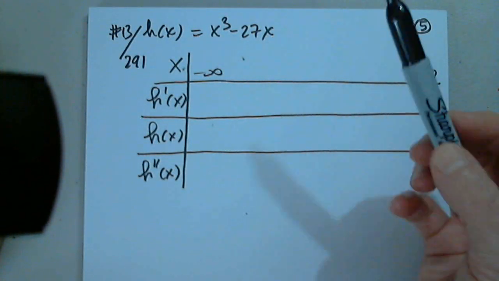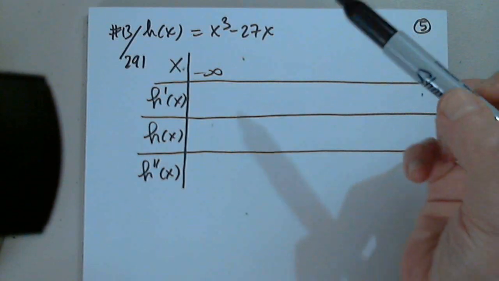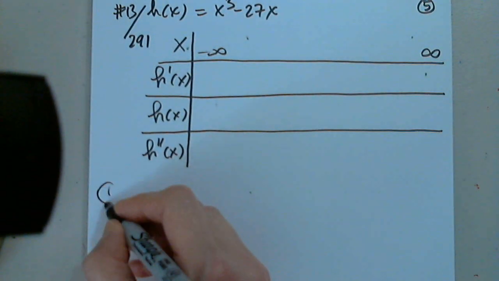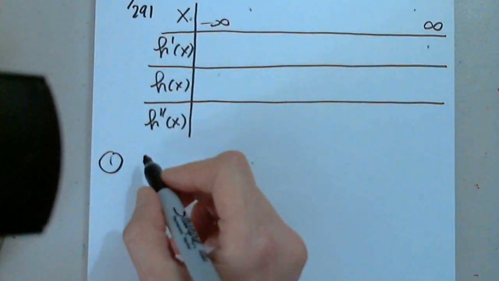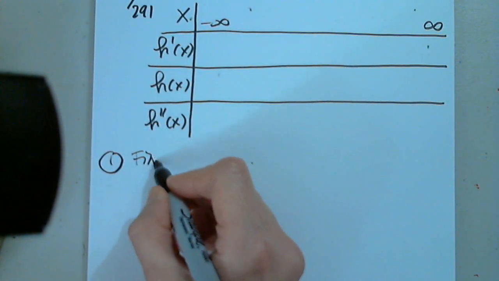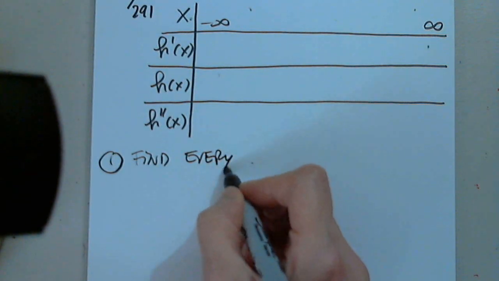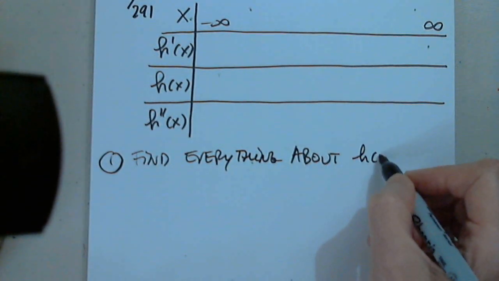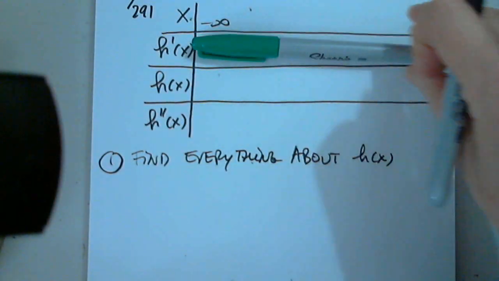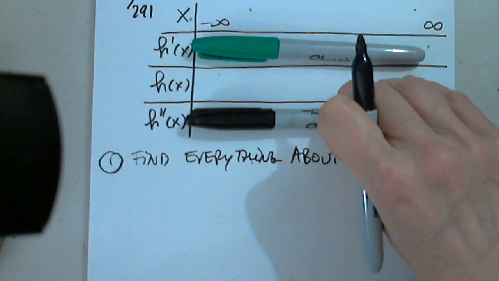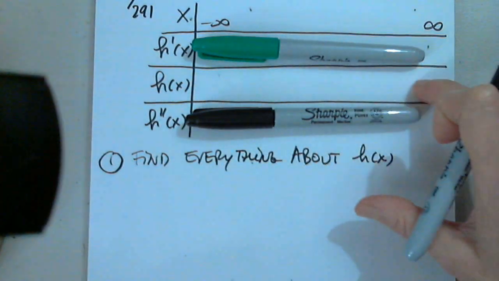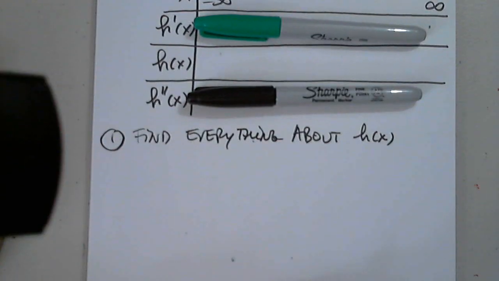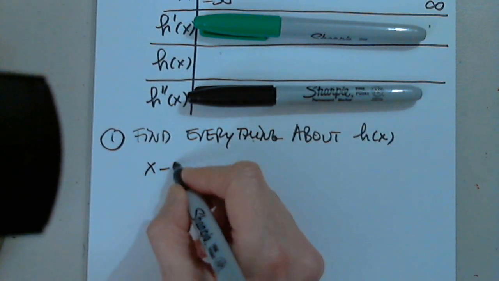when I graph, we always know we have to find the x and y intercepts. So the first step here is exhaust h of x. Find everything about h of x. Not the derivative and not the second derivative. I need to determine everything I can possibly fill in here. Those will be the x and y intercepts.